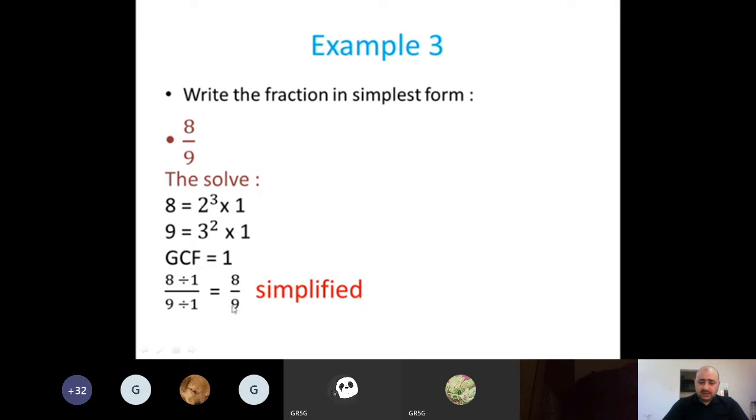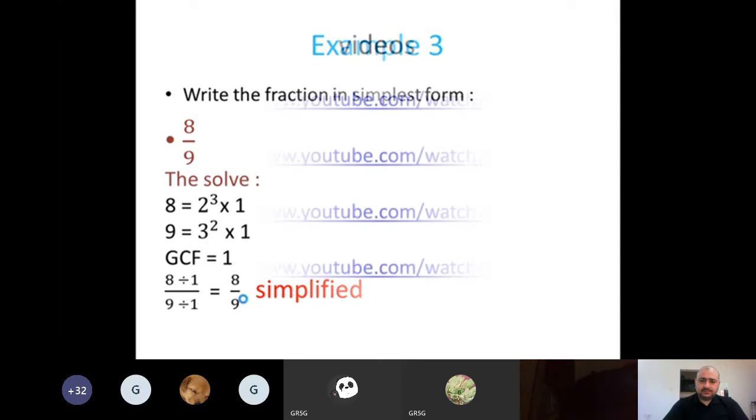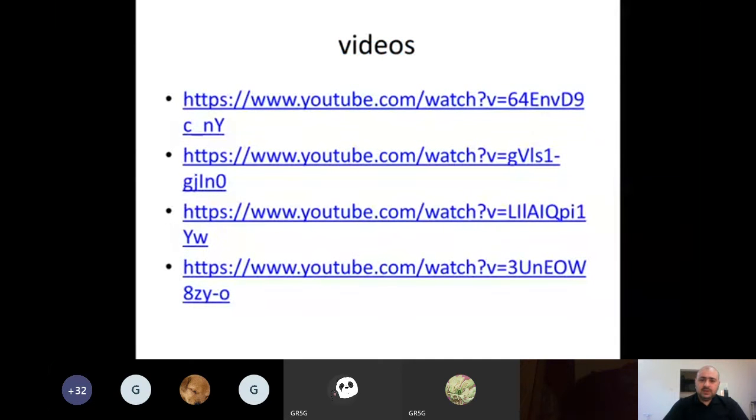So as you see here, the same fraction. We named this operation simplified, meaning we have the same form. Here we have some videos. When you have free time, you can solve them.